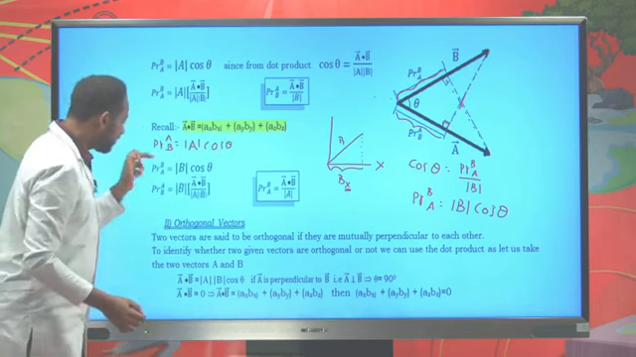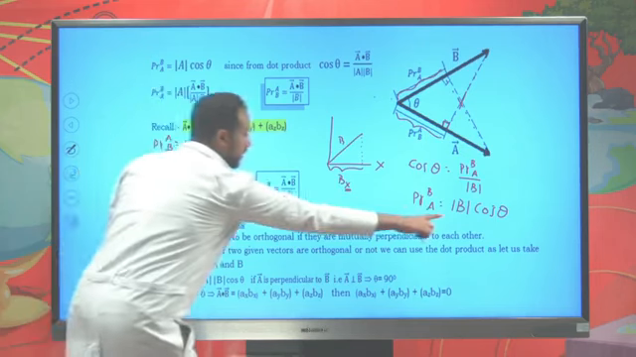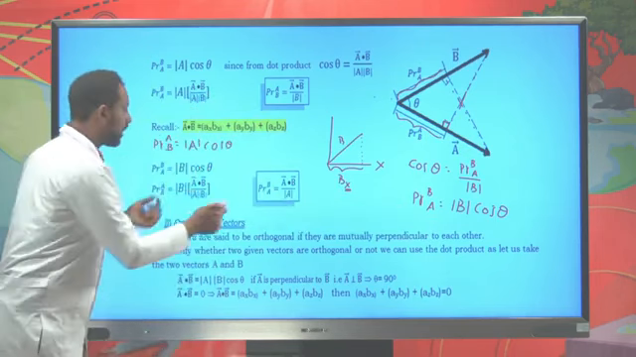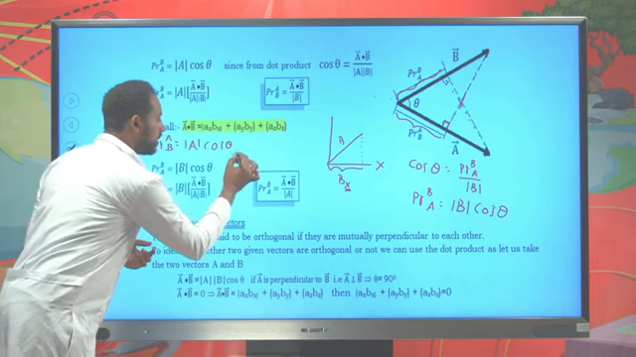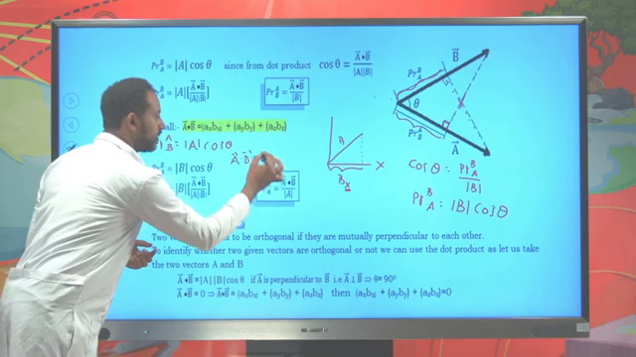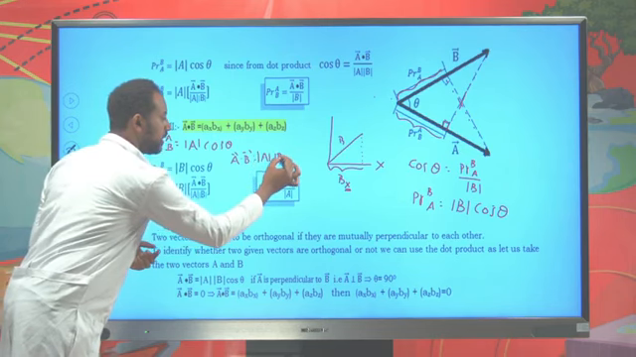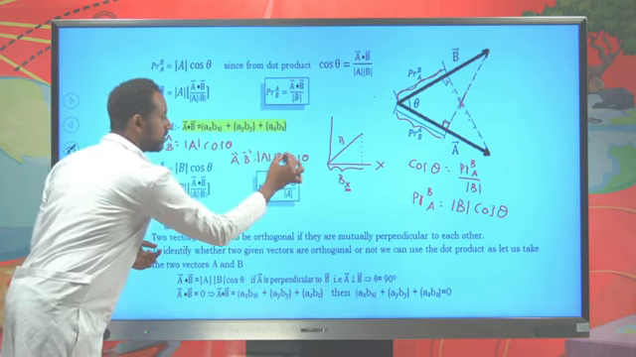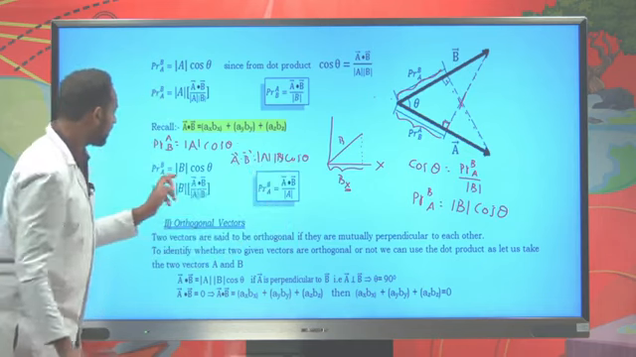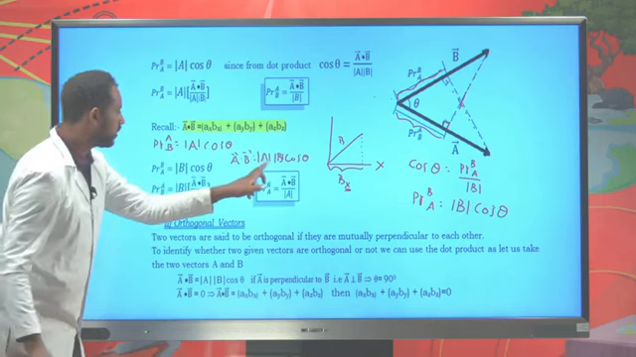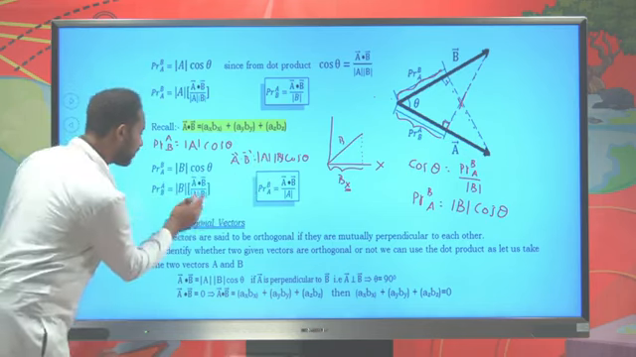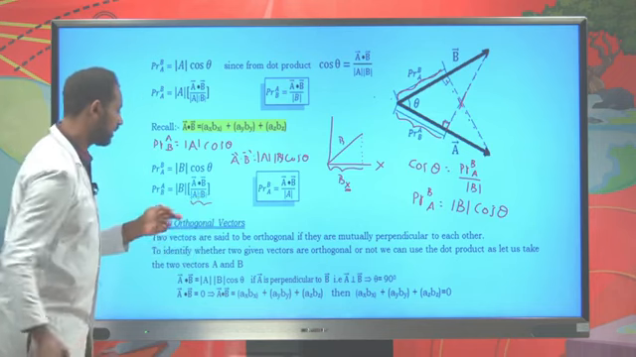If so, the projection of B onto A is the magnitude of B, as we have previously said, cosine of theta. And from the dot product, we know that A dotted B can be given as magnitude of A, magnitude of B, cosine of theta. This is how we determine it. Instead of cosine of theta, you can put A dot B over the magnitude of A, magnitude of B. This is how we put cosine of theta.